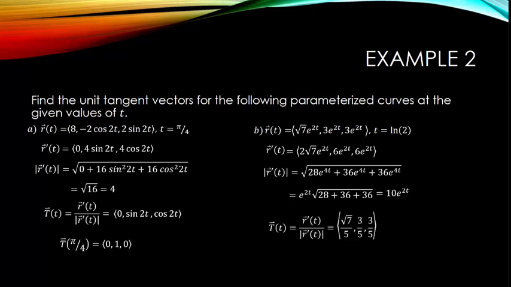My unit tangent vector, given by capital vector T of little t, is the vector r prime of t over the magnitude of r prime of t, and this gives me vector components square root of 7 over 5, 3 over 5, and 3 over 5. You'll notice that all the t's have dropped out, and so this is true for all t, not just t equal to the natural log of 2.